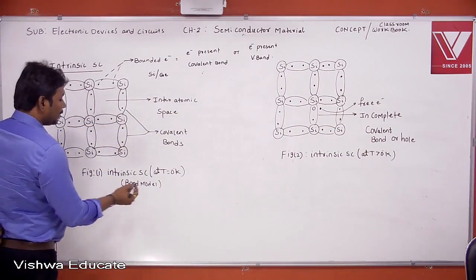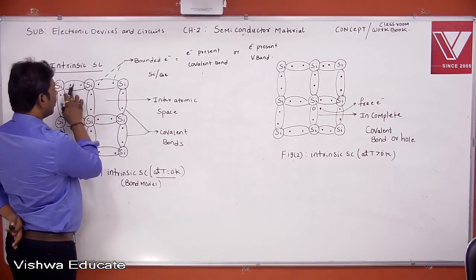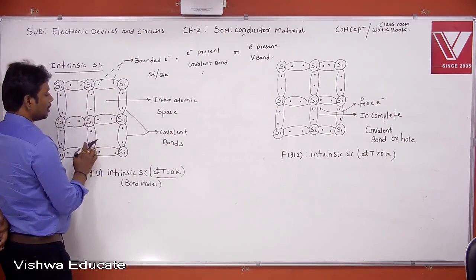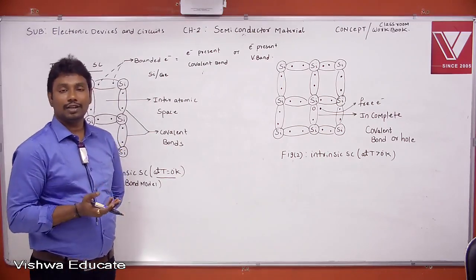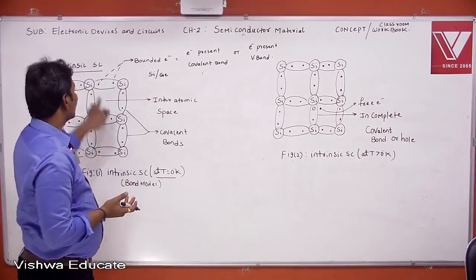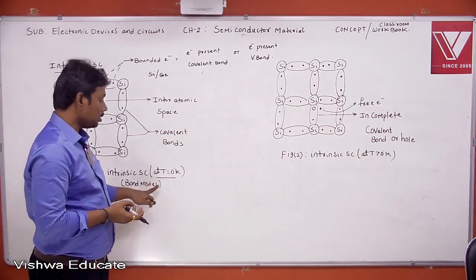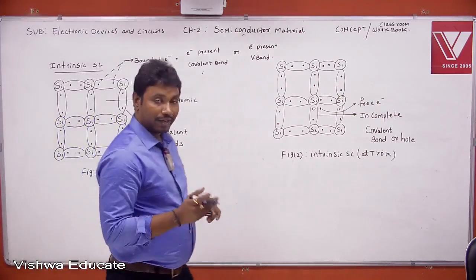Now here at T equal to 0 degrees Kelvin, actually all electrons behave as bounded electrons. If all electrons behave as bounded electrons, then conduction is not possible. If conduction is not possible, we can say, okay, the intrinsic semiconductor acts as an insulator at what temperature? 0 degrees Kelvin, right? Write down the notes.